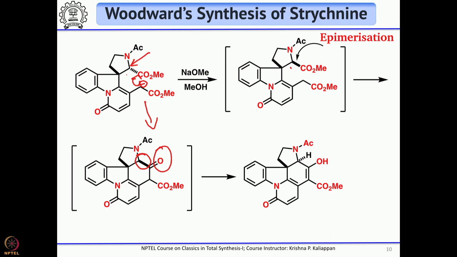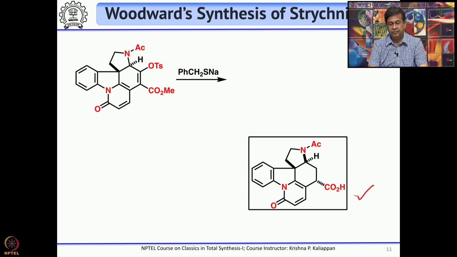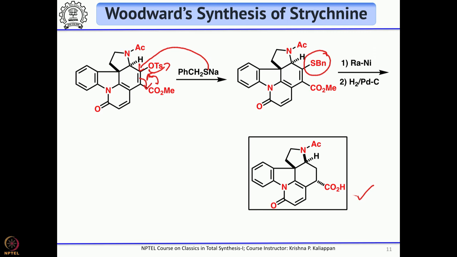The keto ester, as you know, can exist in enol form. Once you have this in enol form, you can convert it into the corresponding enol tosylate. If you treat with tosyl chloride and pyridine, it forms the corresponding tosylate. Basically, you want to make this compound. Now once the tosylate is there, one can think of an addition-elimination reaction with sodium benzene thiolate. This will give you the corresponding SPh compound. It will undergo addition, and when it comes back, the tosyl group will go.